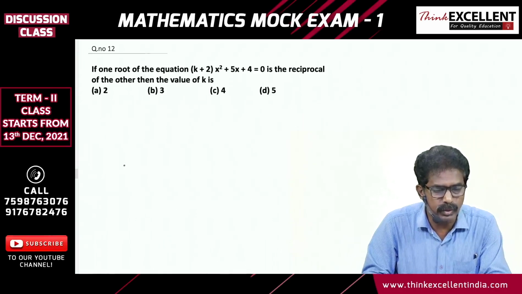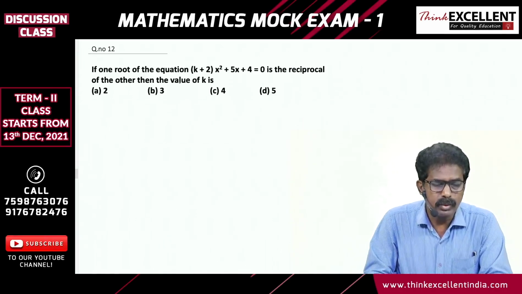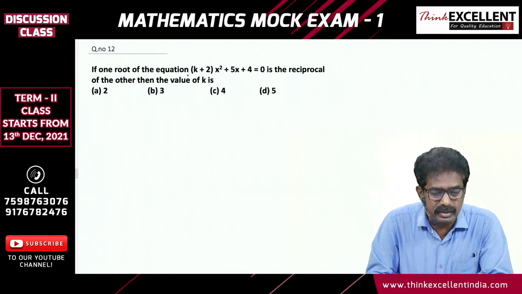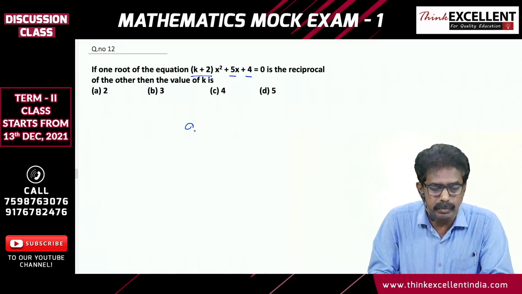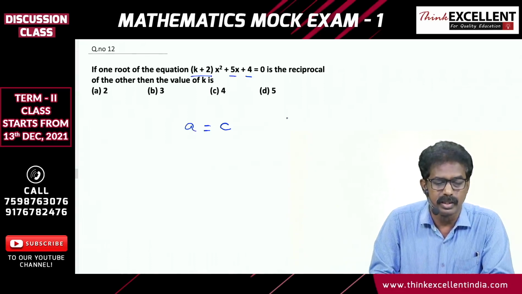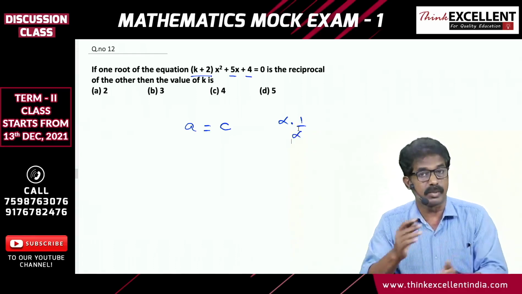Now question number 12. One root of the equation is the reciprocal of the other. Check it. Is it in the correct form? Ax square plus bx plus c equals 0. Simple condition you can use, A equal to c. Okay, product of the roots. So one is alpha, another one is 1 by alpha, because one root is the reciprocal of the other.